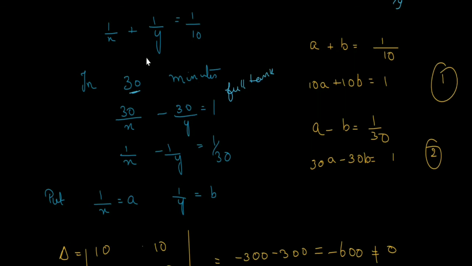If you take 1 by X as A and 1 by Y as B, it will be easy for you. So what will happen in the first equation now? 1 by X is A, so A plus B is 1 by 10. Second equation, A minus B is 1 by 30. So 10A plus 10B is equal to 1, and cross multiplying, 30A minus 30B is equal to 1.